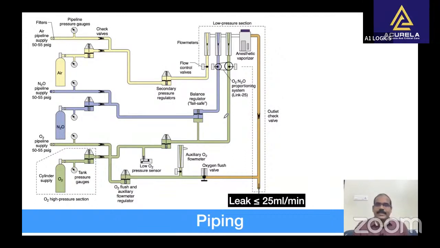The leaks between the pipeline inlet or cylinder pressure reducing system and the flow control valve should not exceed 25 mL per minute. If the yoke and pressure reducing system are included, the leakage may not exceed 150 mL per minute.